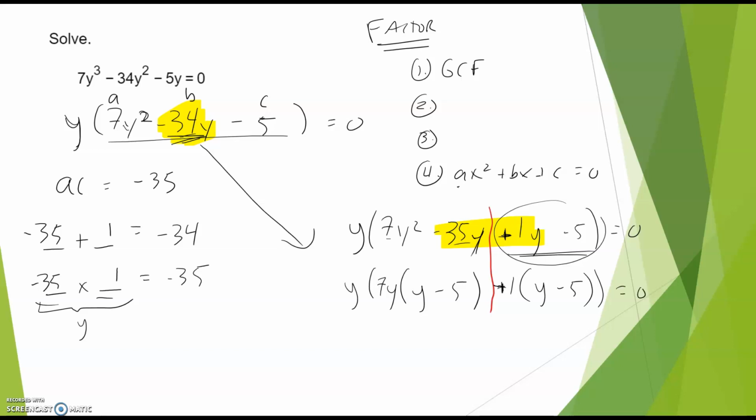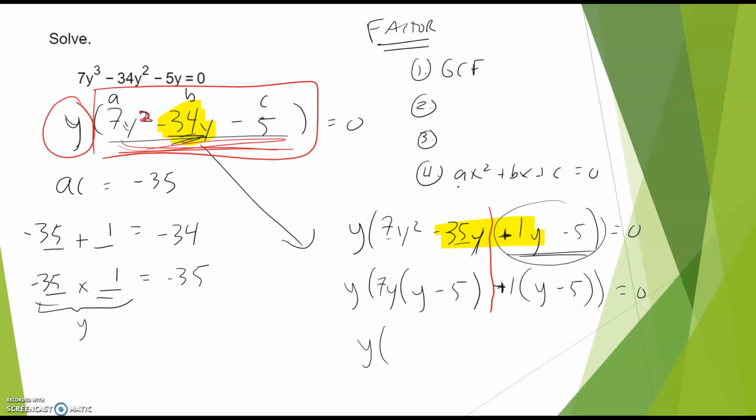Okay, so again, I'm showing you what I call the AC method on just this thing. Don't let this y confuse you. We factored him out, and now we're factoring a quadratic trinomial, something that's squared. All right, and then finally, what I do is I factor out this y minus 5. I bring him out to the front. And what does that leave me with? It leaves me with the 7y plus 1.